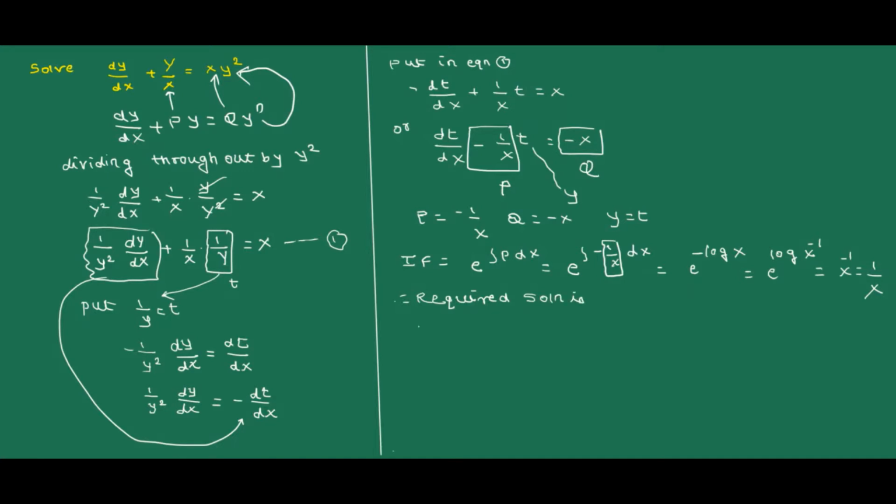y into integrating factor, y value is t, into integrating factor is equal to integration of q into integrating factor into dx plus c. Substitute the values. This is equal to integration of, what is q value? Q value is minus x into, what is integrating factor? Integrating factor value is 1 by x into dx plus c, where this x and x get cancelled.